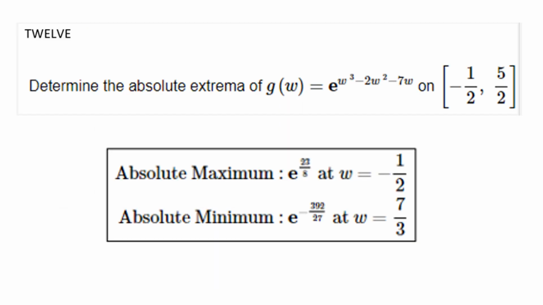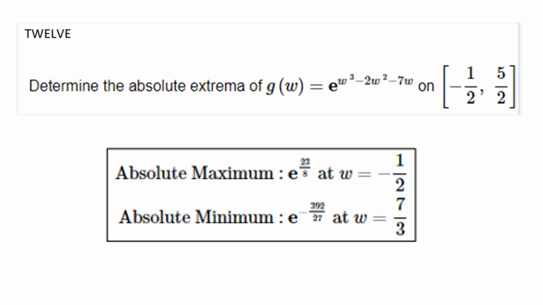Number 12, you were to determine the absolute extrema of g of w is equal to e to the w cubed minus 2w squared minus 7w on the closed interval from minus 1/2 to 5 over 2. I think we also did this problem in class as an unquiz. We do find that the absolute maximum was e to the 23 over 8 at w equal negative 1/2, and the absolute minimum was e to the minus 392 over 27 at w equals 7 over 3.